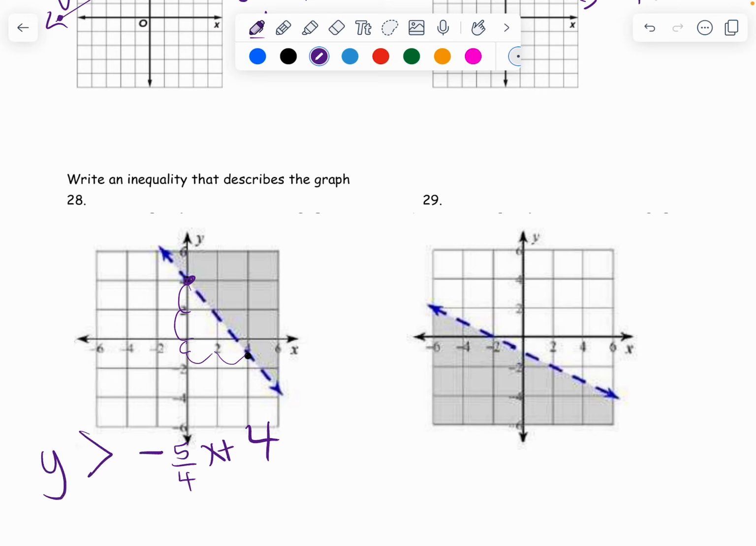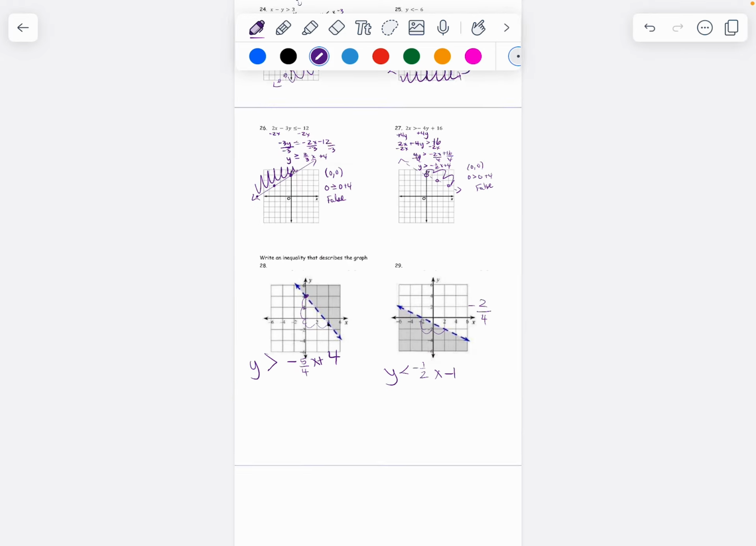This one, my y-intercept is at negative 1. Then my slope is 2 and 2, 4. Negative 2 over 4, so that's negative 1/2. Y is less than. Okay.